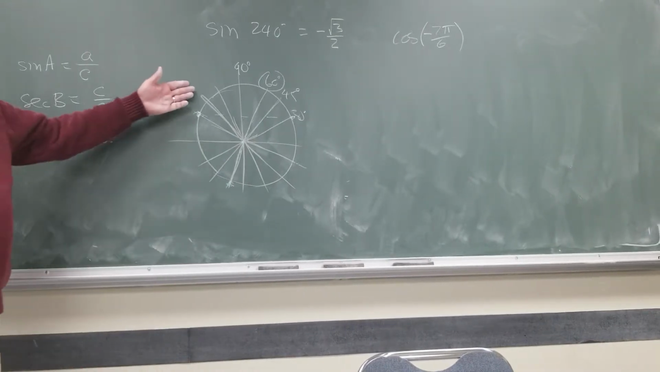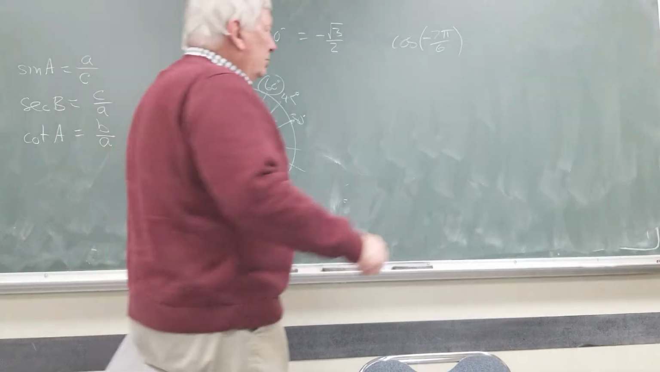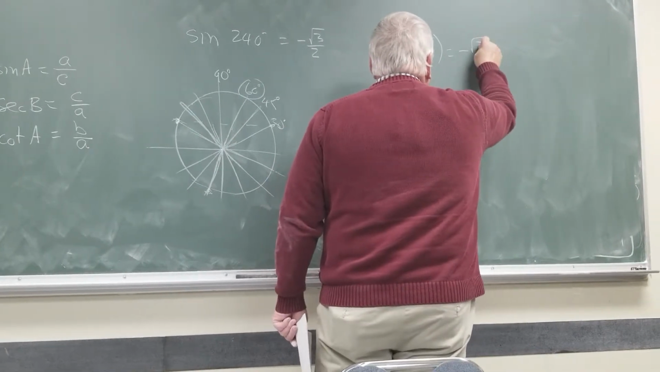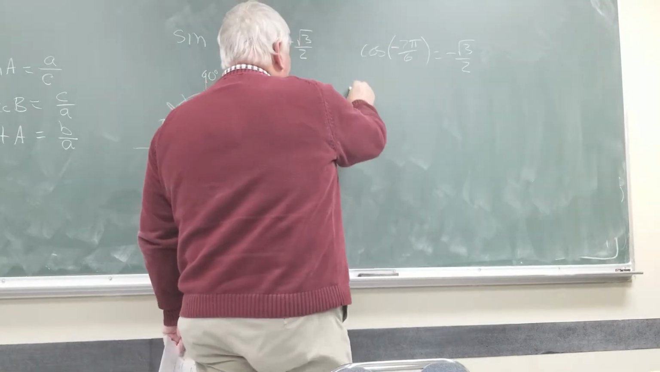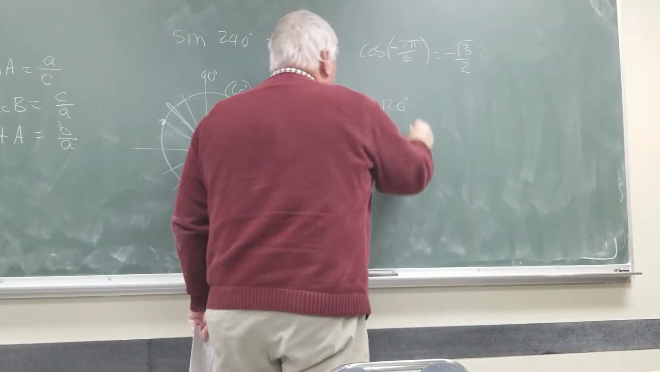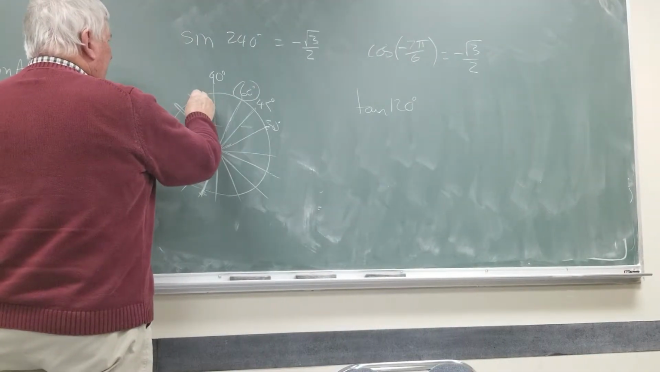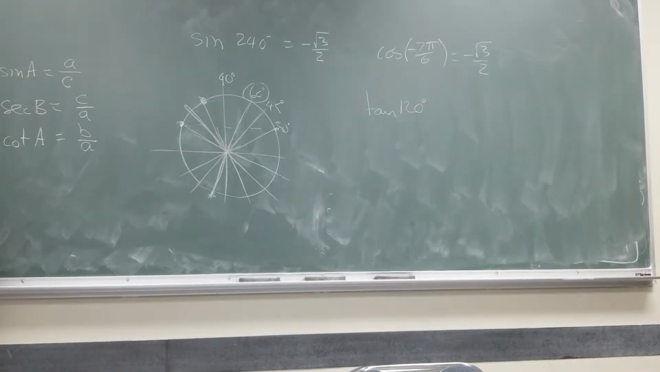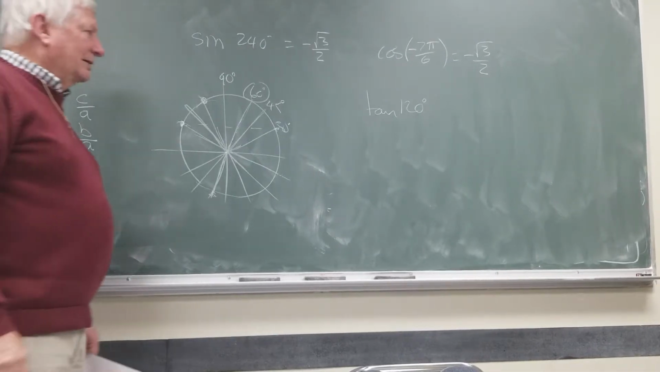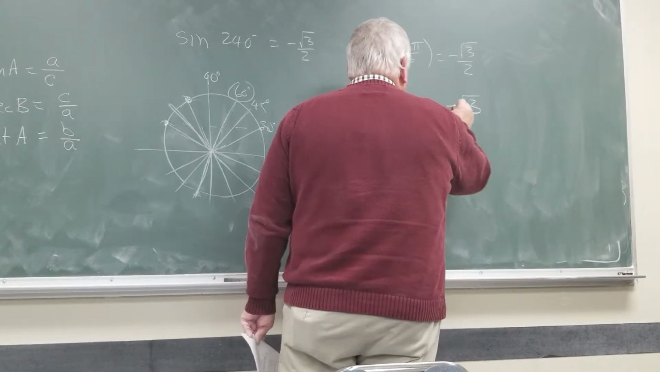And this is in the second quadrant. And the cosine of the second quadrant is negative. So this is negative square root 3 over 2. And the last one on that batch is tangent of 120 degrees. Let's see, 120 degrees is 60, up there. And the tangent of 120 degrees is the same as the tangent of 60 in magnitude, which makes it square root 3. But it's in the second quadrant, which makes it negative.